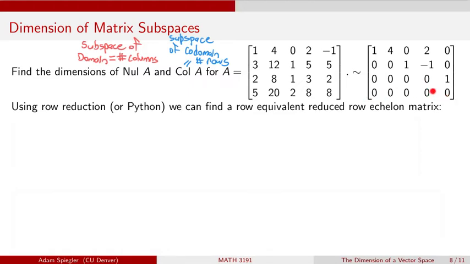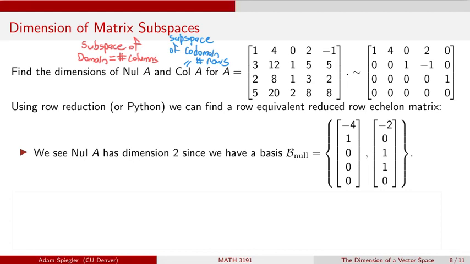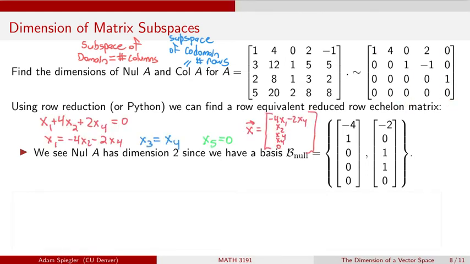And now from this reduced row echelon form, the reason why this is useful is this is how we often can solve the homogeneous equation AX equals the 0 vector. So in this case, we can see from the reduced row echelon form that we have two free variables, namely x2, because the second column doesn't have a pivot, and x4, because the fourth column does not have a pivot. So solving for x1, x3, and x5, we can write out the null space.